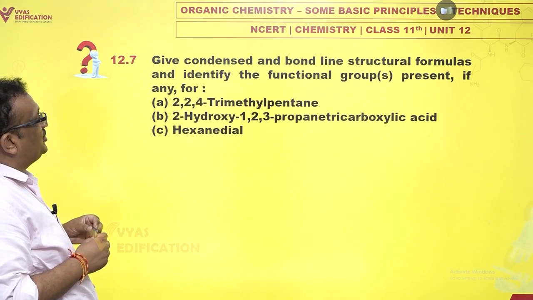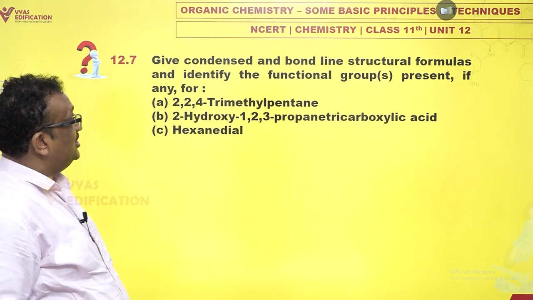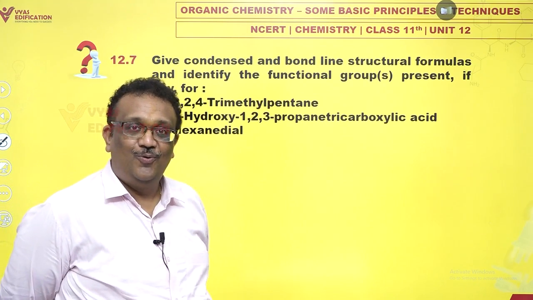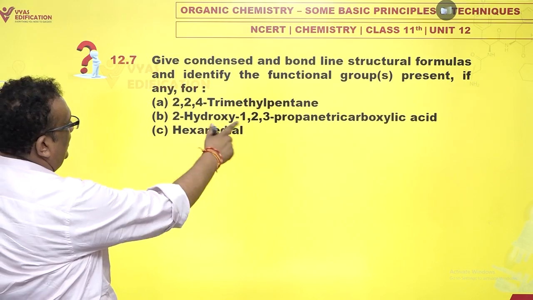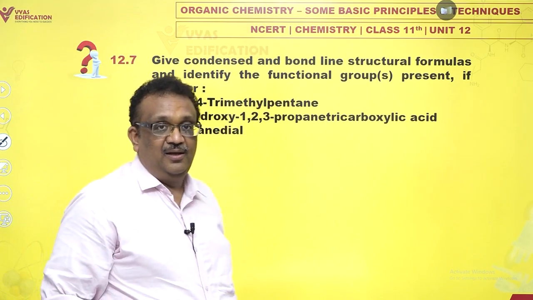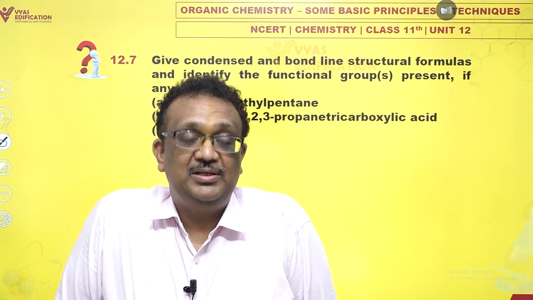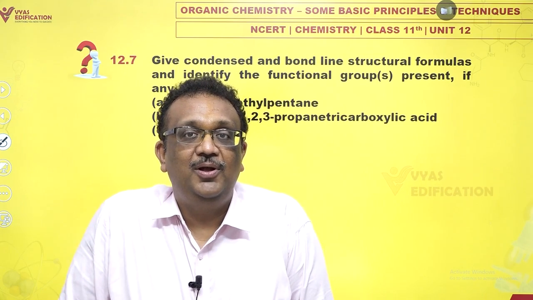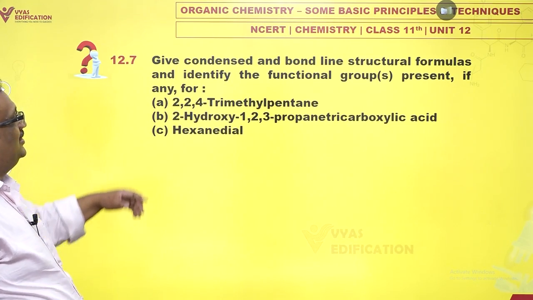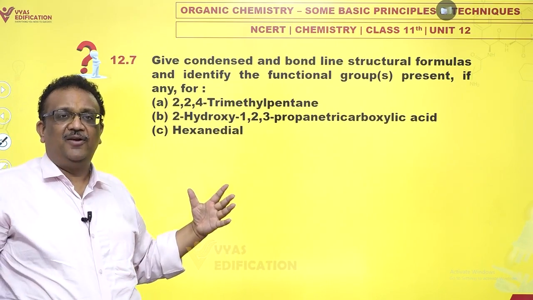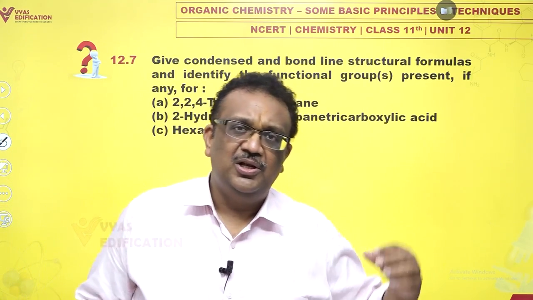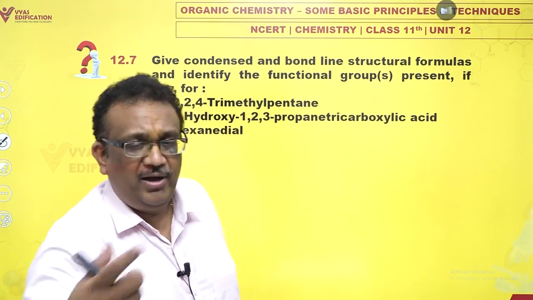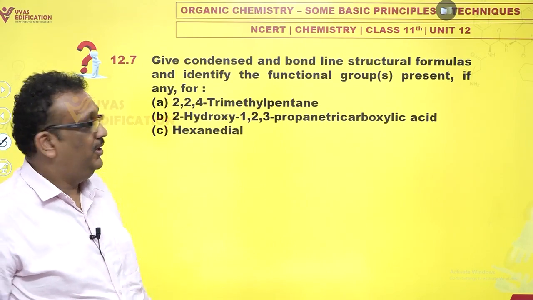Give condensed and bond line structural formulas and identify the functional groups present, if any, for A, B and C. Wow, what is this? Let's take a look. For A, we are supposed to write down bond line and condensed structural formulas. What is bond line formula? What is condensed structural formula? Well, see, one long or expanded form is you write down every carbon, every hydrogen, H, H, H. Then it's carbon and then again carbons. You go on writing it. That's very expanded or detailed formula.